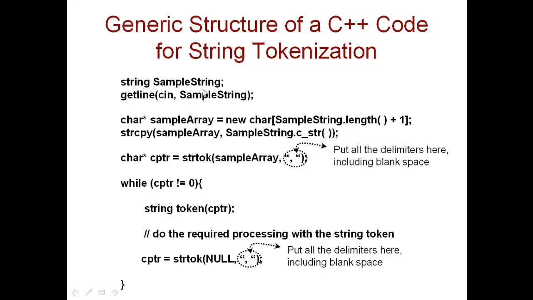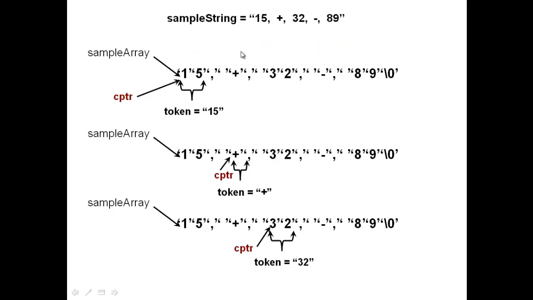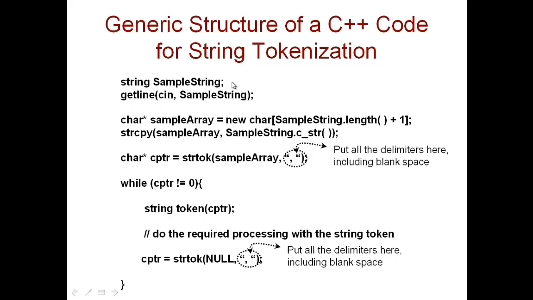So I input my string, which I call sample string. This is of type string, and again, to include blank spaces and all this stuff, you have to use getline, cin, sample string. Now I want to process the string as an array, so you have to explicitly convert that to an array and do the string tokenization. So I'm going to create a new variable called sample array, which is a pointer to a character array. So I say char star sample array.